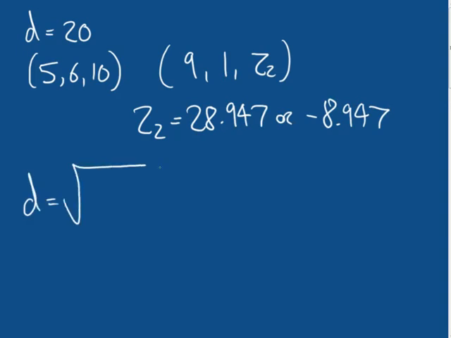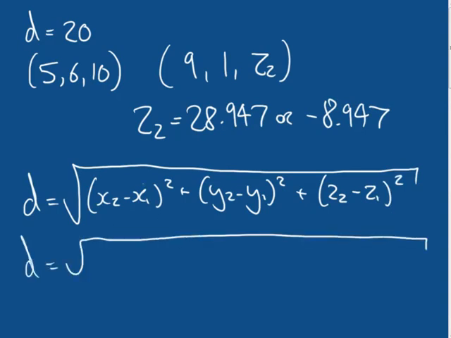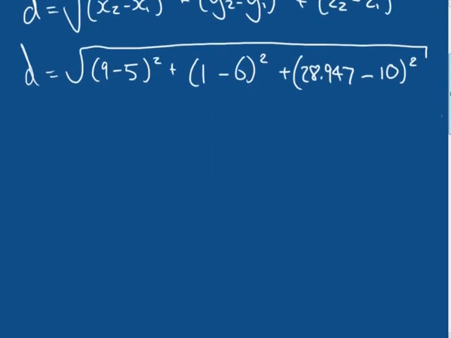So distance is equal to the square root of x2 minus x1 squared plus y2 minus y1 squared plus z2 minus z1 squared. Let's plug numbers in. So d is equal to the square root of x2 is 9 minus x1 is 5 squared plus y2 is 1 minus y1 is 6 squared plus z2 is our 28.947 minus z1 is 10 squared. We can now evaluate this.